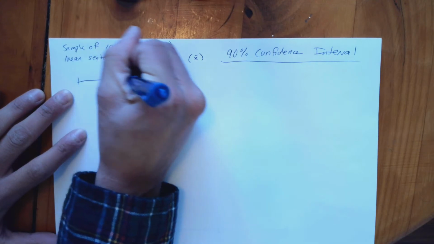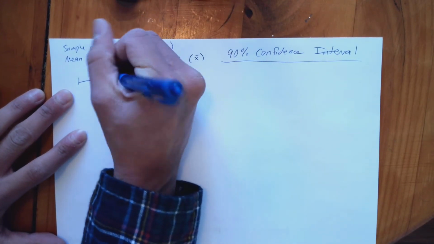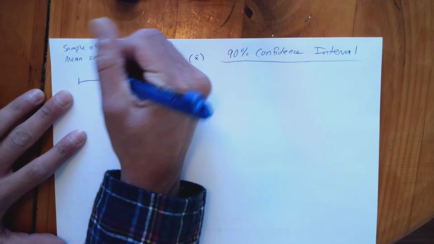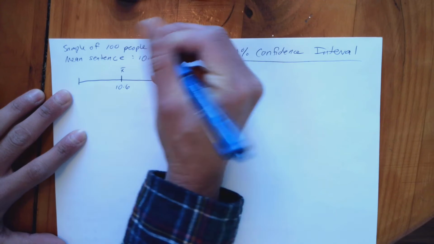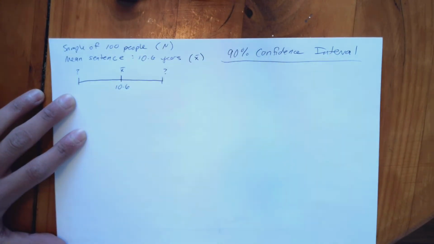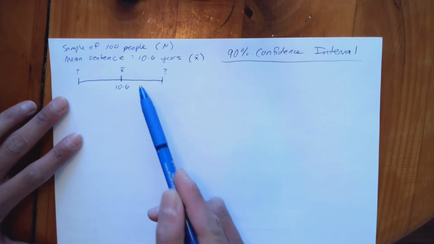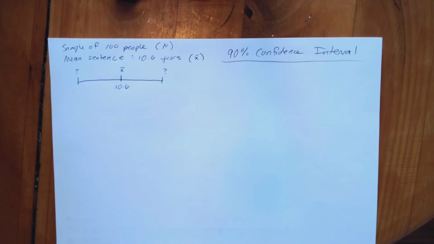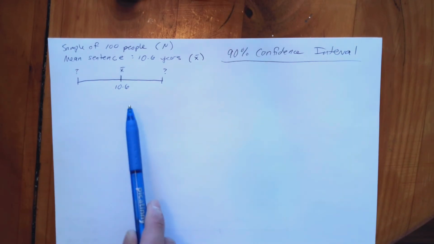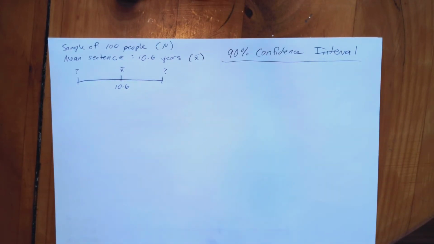So essentially what we're doing is we have our point estimate here, and we want to find some range of values. We don't know what they are yet, but that's 90% likely to include the population mean. And remember, we're not saying that there's a 90% chance that the population mean is going to be within whatever interval we calculate. We're going to be saying that our interval has a 90% chance of landing on top of the population mean.